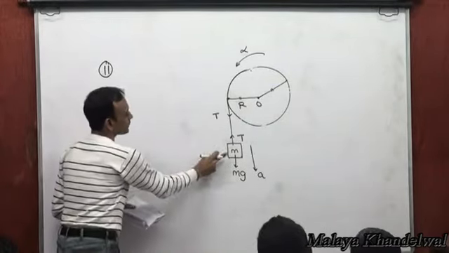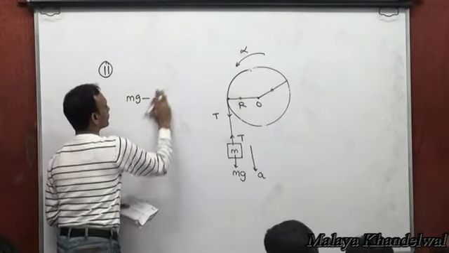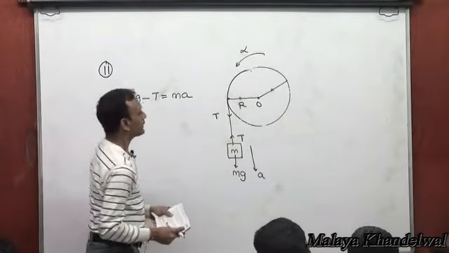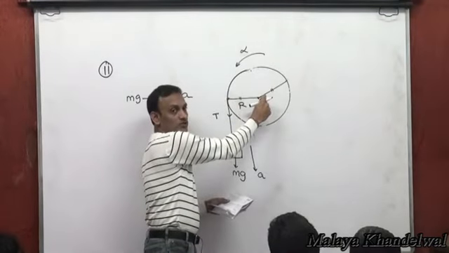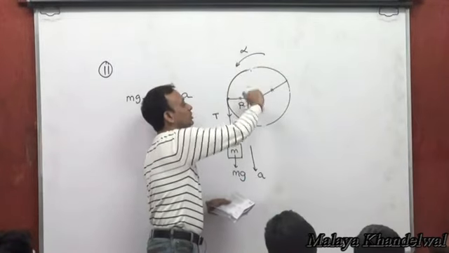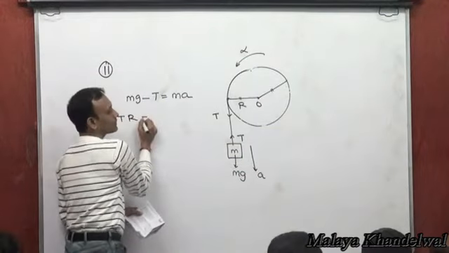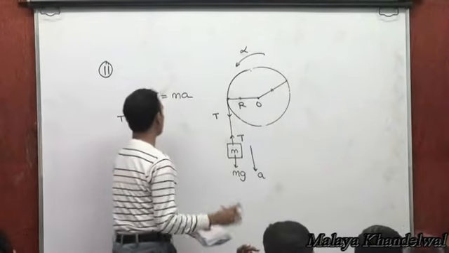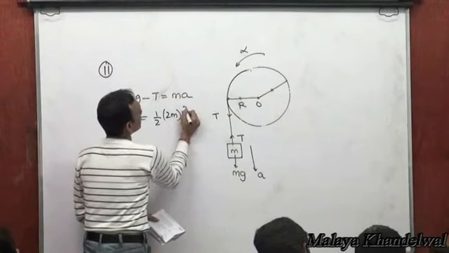Alright, mg minus T is ma. And then there is torque about this point, which produces alpha in this. Torque about this point, anti-clockwise torque, is T into R. That's I about O, which is a disk of mass 2m. So I about O is half of 2m into R squared, into alpha.